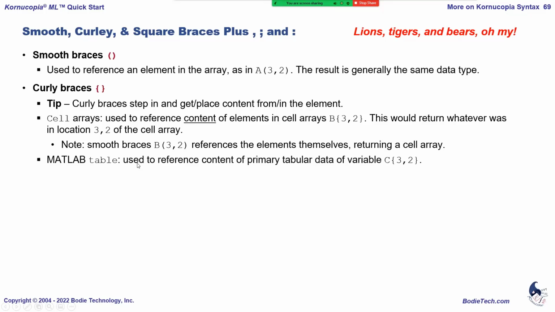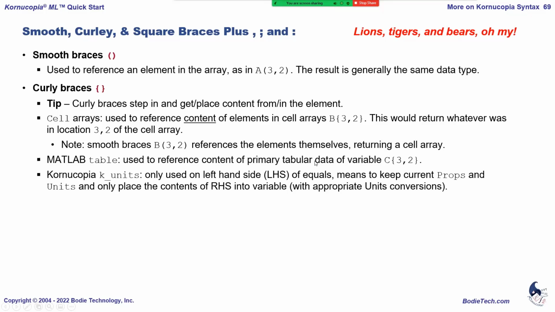In a MATLAB table, the curly braces are used to get at the numeric data of the table or whatever data is in the underlying table. Kornucopia doesn't use that for the data. It uses .data instead to get the numeric data. Kornucopia will use curly braces currently only on the left side, and that allows you, when you do calculations, to keep the properties and the units that they were originally on the left side when you replace something from the right into a particular column.